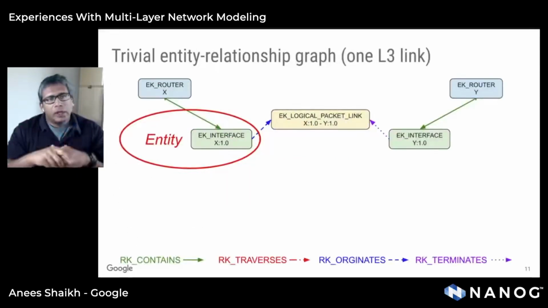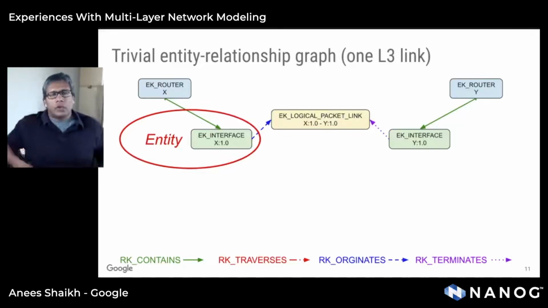So here's a kind of trivial example. It's trivial in what it's trying to represent, but the example will end up not looking as trivial, and I'll explain why. So this is basically trying to represent a single layer 3 link between two routers. So we have the EK, which stands for entity kind here. So we have two entities, routers on either end.